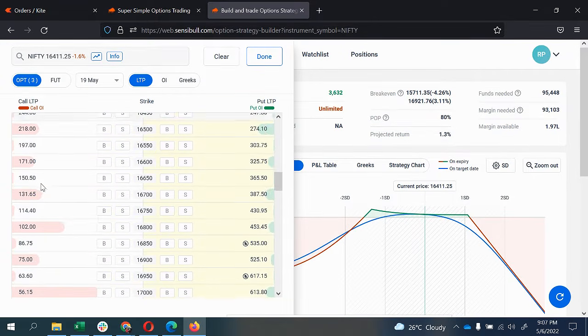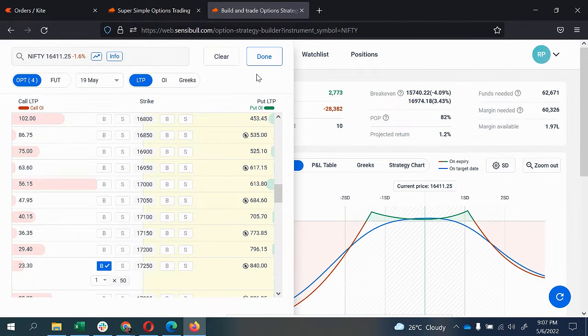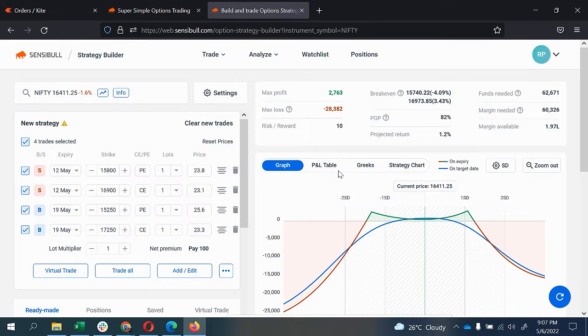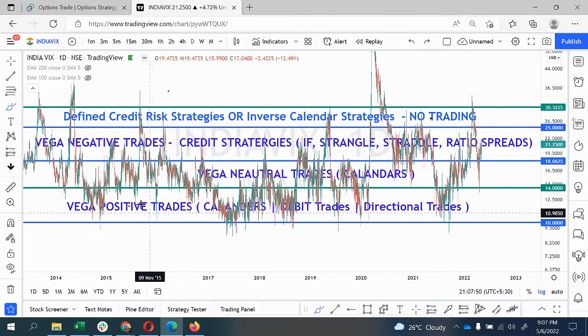I'll do the same thing. I will buy a premium close to 23. Yeah, this will do. Right, the moment I've done this, check the Greeks. Your vega is 161, your theta is 130. This is as good as neutral. You can make it zero also. I'll just leave it to you, but for taking this example, I've made my vega neutral. See, this is what I mean to say. I've made my vega neutral.